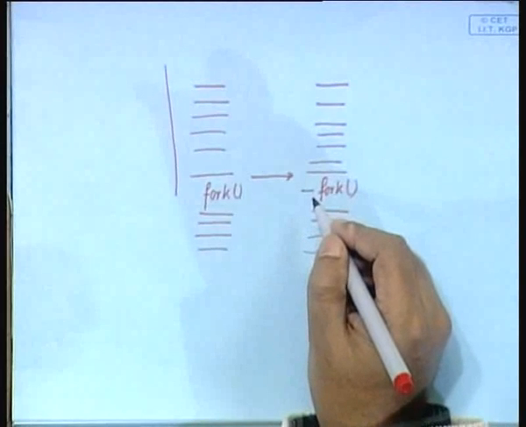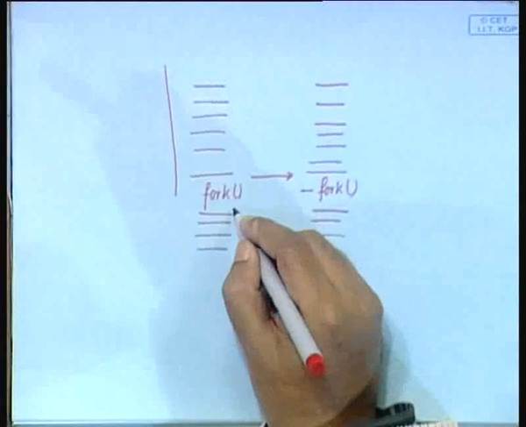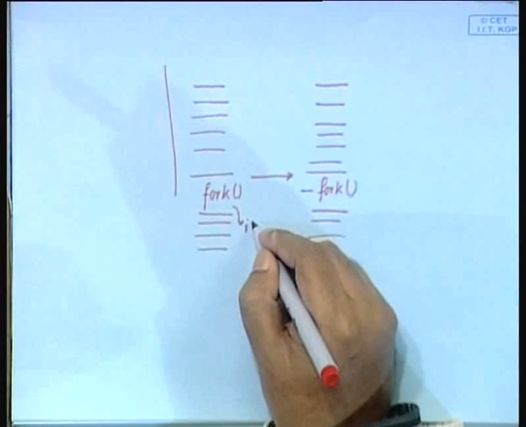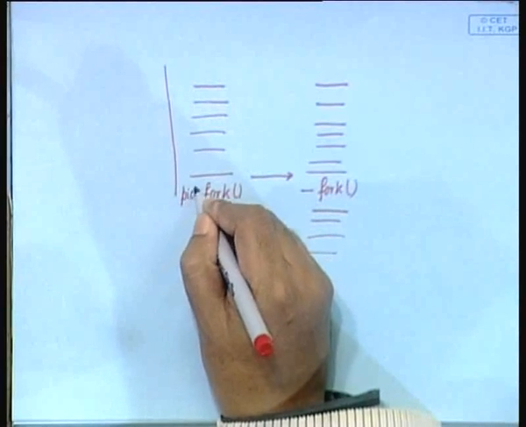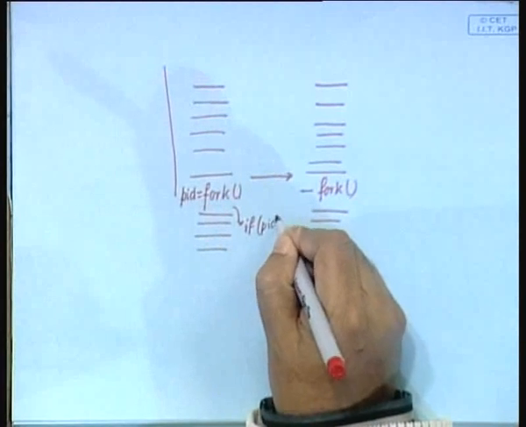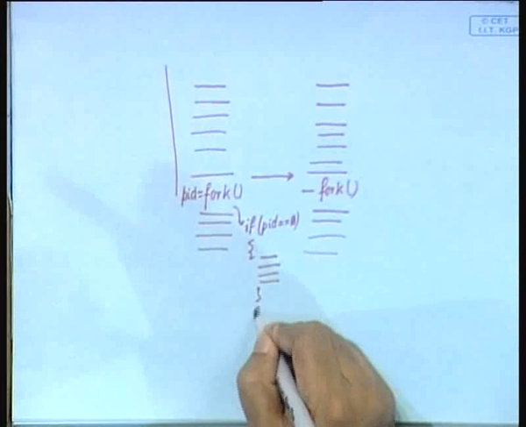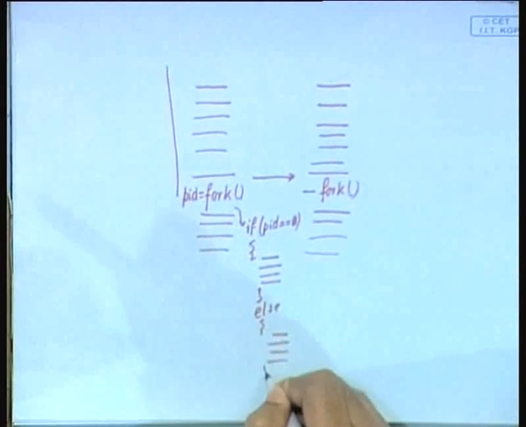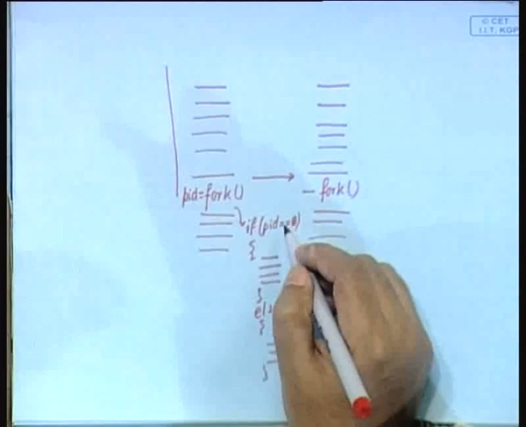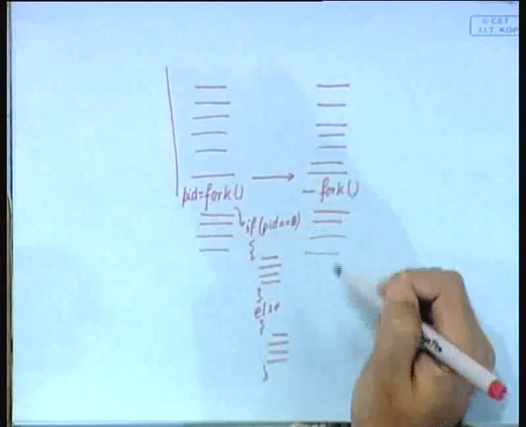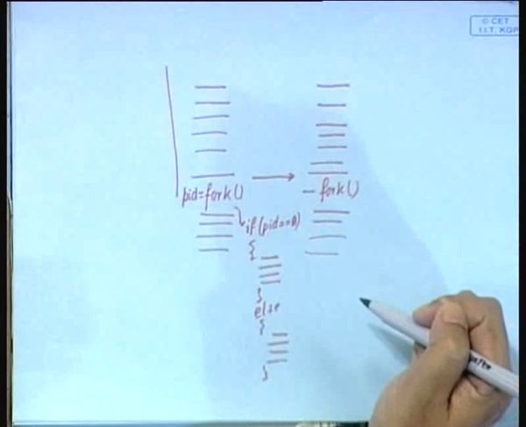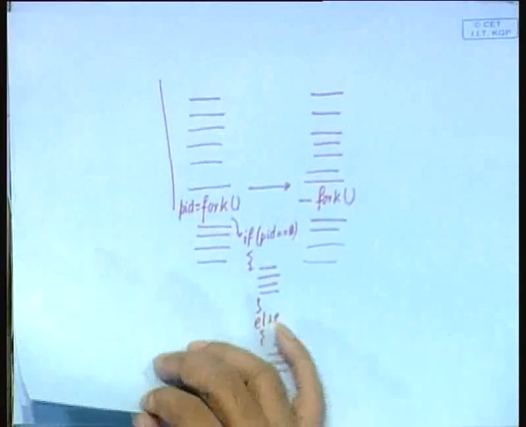That is why fork returns the process ID of the child to the parent, and therefore we can have, typically, after the fork, you will save this, and then if PID is 0, then this is the child's code, else this is the parent's code. So you see, it is by virtue of this ID that we distinguish between the two processes, and they do two different things, right.